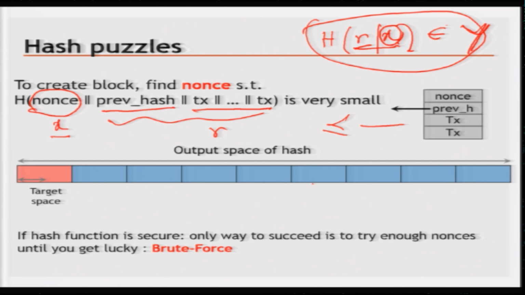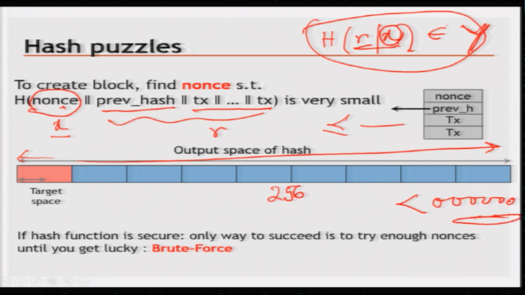So, if this is the output space of the hash values, let us say you are using 256 bit hash values, then your output space is 2 to the 256. That is very large, from here to here, but you say that you will be winning if you choose an x such that your hash value is less than, let us say, so many leading zeros followed by any numbers.